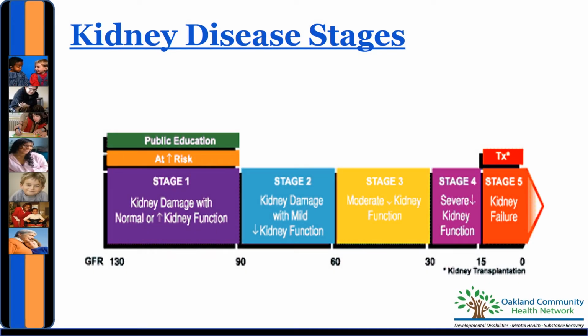Kidney disease stages. There are 5 stages of chronic kidney disease. As the stages increase, the kidney's ability to function decreases, as does the GFR. The next few slides will explain the different stages of kidney disease.